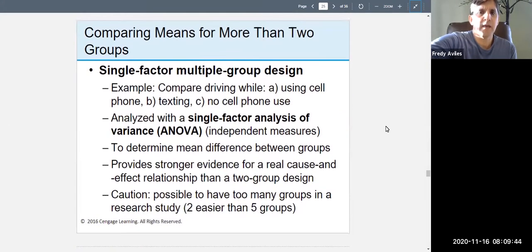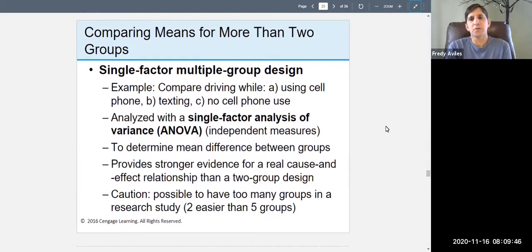So we can do more than that. We can compare means for more than two groups. We can do an experiment, a between subjects design, where we can compare more than two groups. We can compare 3 groups, 4 groups, 12 groups, depending on how complicated you want to get the experiment to be.